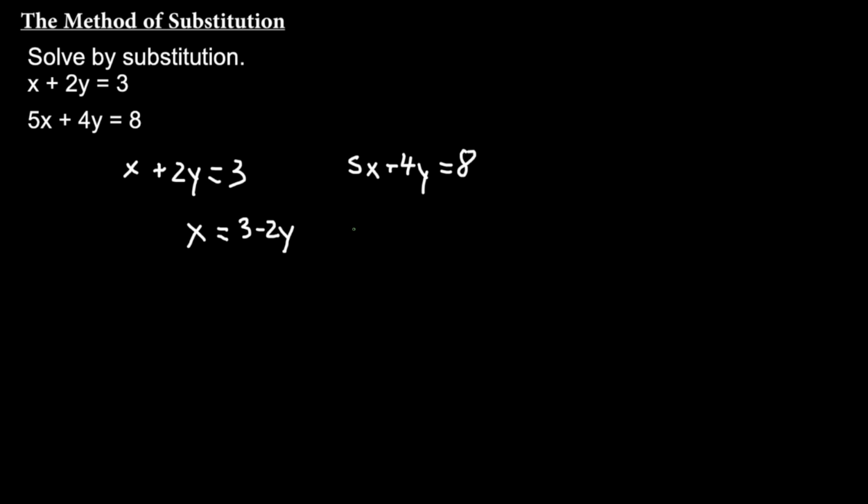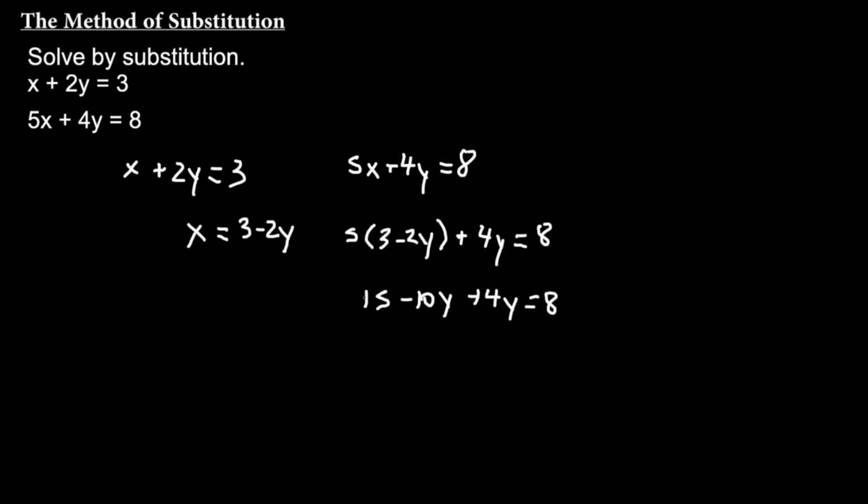So we have 5 times (3 minus 2y) plus 4y equals 8. So 5 times 3 is 15, and 5 times negative 2y is negative 10y, plus 4y equals 8. So we have negative 10y and positive 4y here.